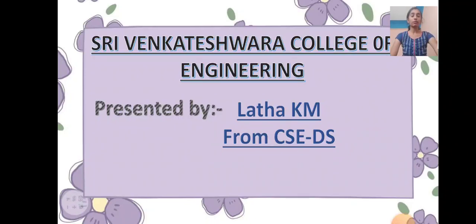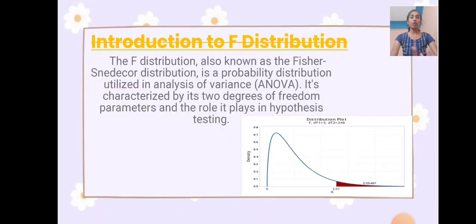Today I am here to explain about F distribution in mathematics. Let us see what is introduction to F distribution. The F distribution, also known as the Fisher-Snedecor distribution, is a probability distribution utilized in analysis of variance, that is ANOVA. It's characterized by its two degree of freedom parameters and the role it plays in hypothesis testing.